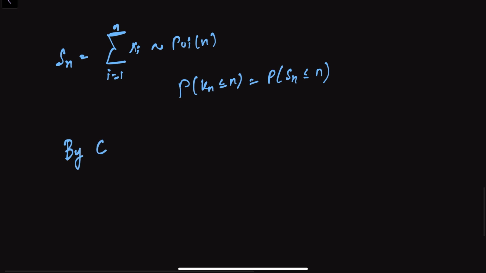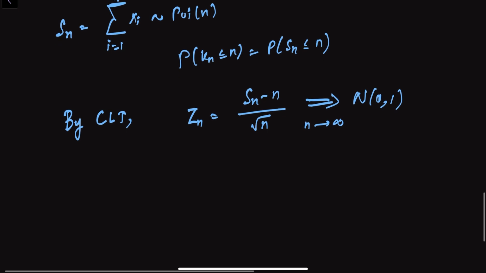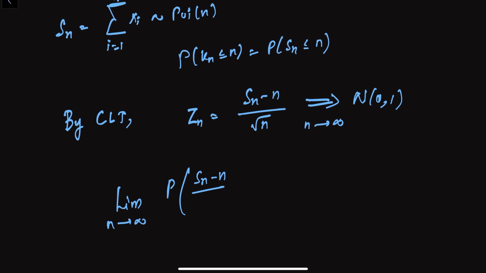And we know that by the Central Limit Theorem, if we consider Zn as Sn minus n, divided by the standard deviation, which is square root of n because the variance is n, so Sn minus the mean, which is n, divided by the standard deviation, square root of n, then as n tends to infinity this follows normal 0,1. So for any continuity point, we can write the limit as n tends to infinity of the probability that Sn minus n by square root of n is less than or equal to x is phi of x.